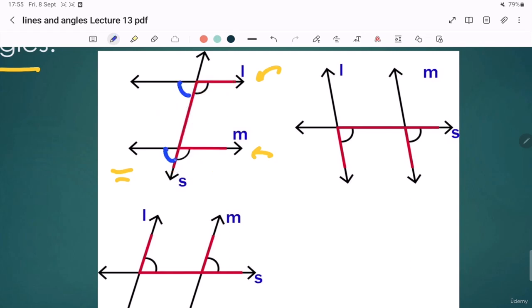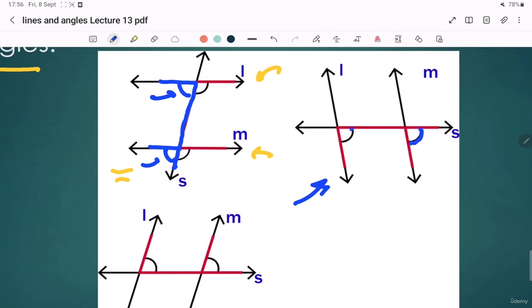Now this and this, both are corresponding angles. This is this angle and this is this angle. Now join these, you will get an F shape. Therefore these are corresponding angles. So this is a shortcut to find corresponding angles. Now see in this figure, line L and M are parallel. These two are parallel lines. It is the transversal.